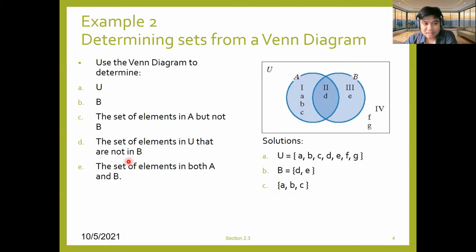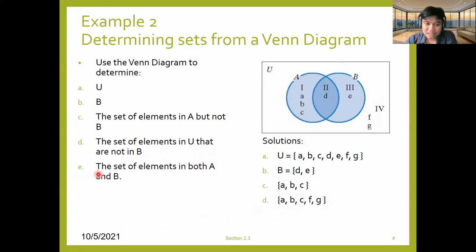And we have here letter D, the set of elements in the universal set that are not in B. So since ang ating elements ay ito sa B, B, and E, we are going to exclude that. At ang kukunin lang natin is yung mga nasa labas ni B. So you have A, B, C, tapos F, and G.